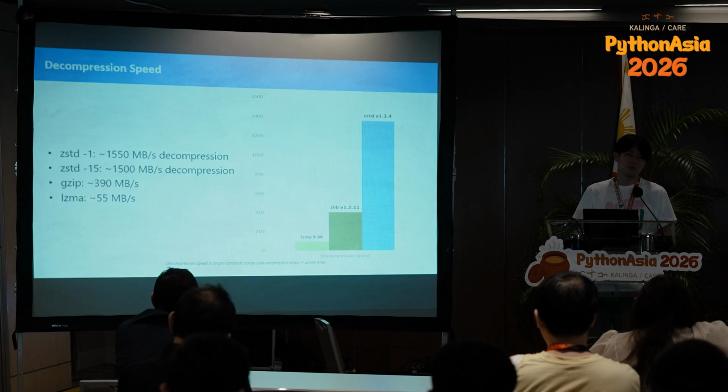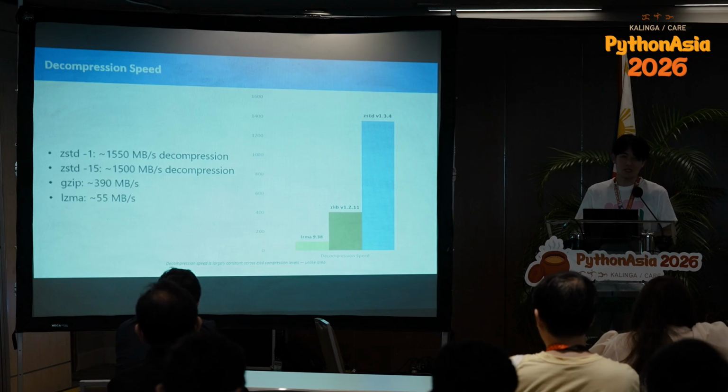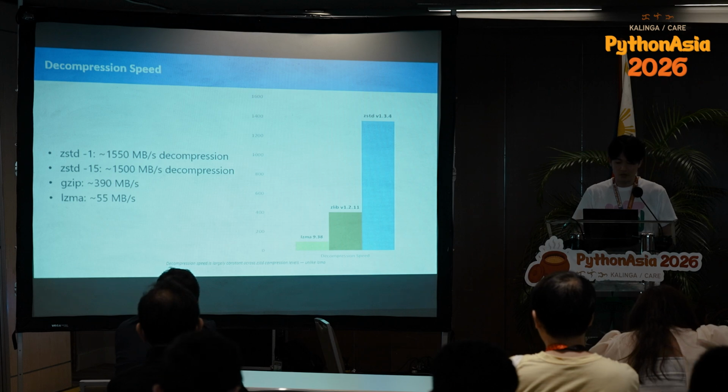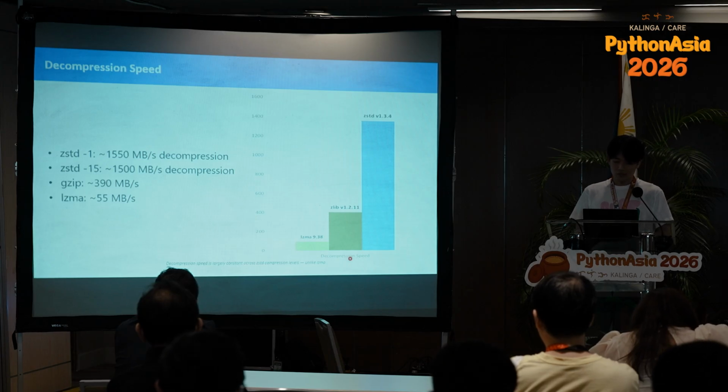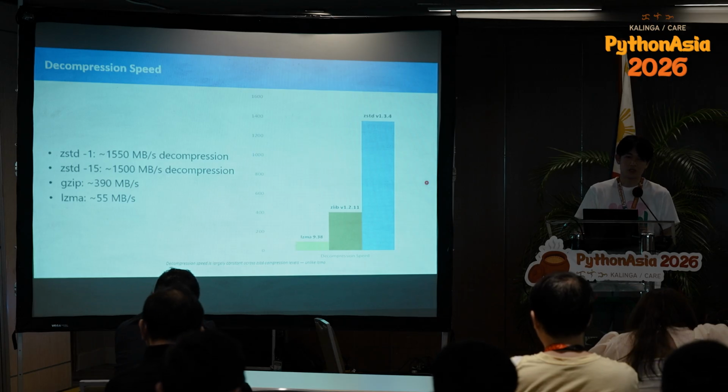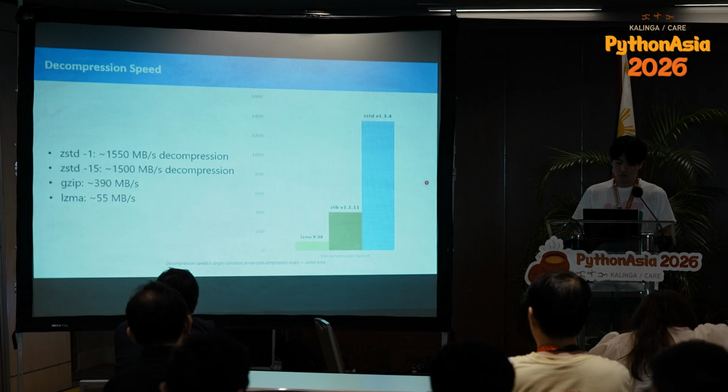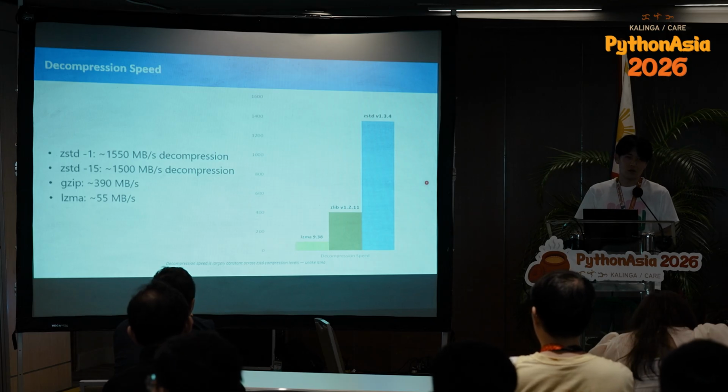This graph also shows decompression speed, and this is especially important. In the graph, the blue bar means Zstandard, the green one is zlib, and the light green one is LZMA. As you can see in the graph, Zstandard is much faster than the other two algorithms. From this result, you can see that Zstandard is an ideal algorithm when you need to read data many times.